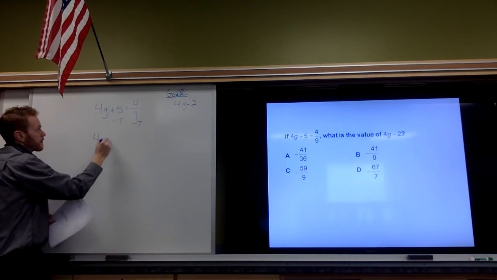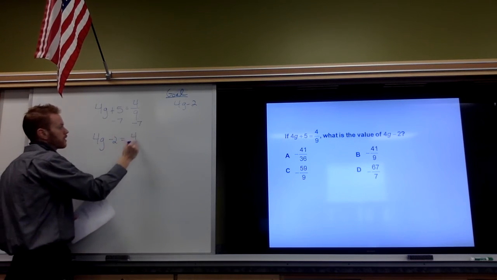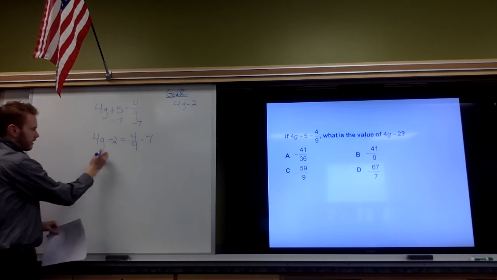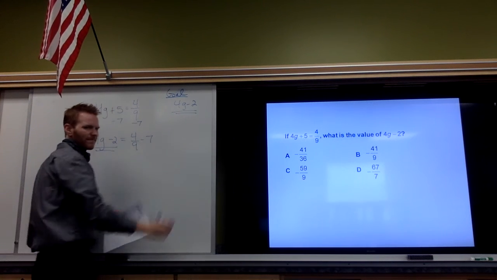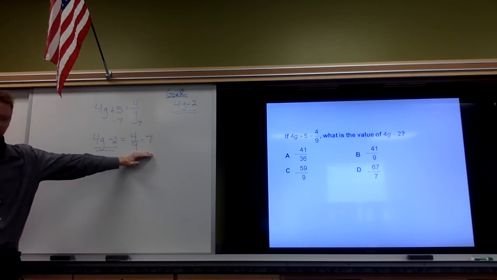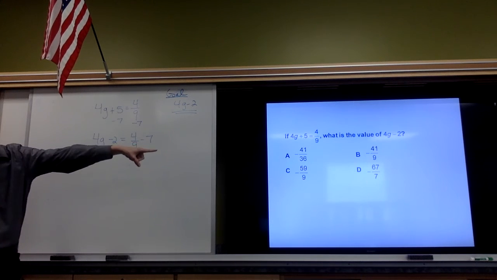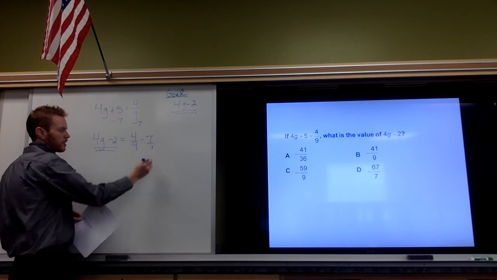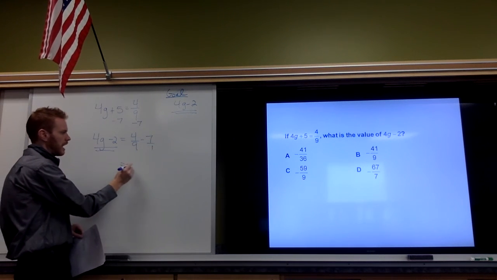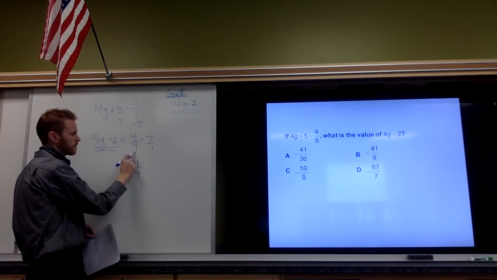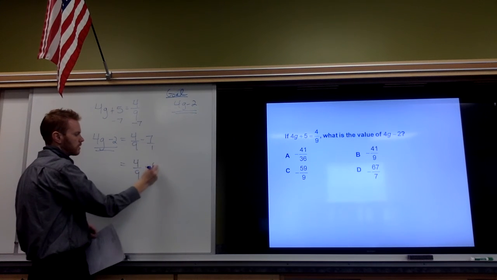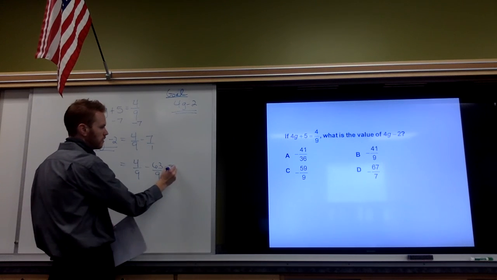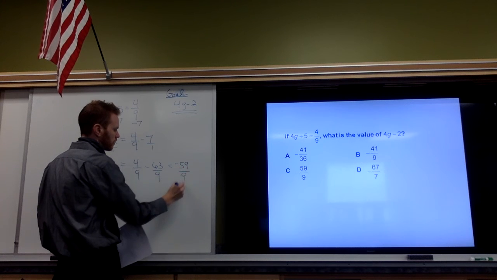So 4g minus 2 equals 4/9 minus 7. Hey, look, I got it. This looks like this now, right? So what's it equal to? This. But it's not one of the options. So what do I have to do? Well, find a common denominator, right? I think this one would be 9. So 4/9 we'll leave as is. Multiply 7 top and bottom by 9, so we get 63 over 9. Okay. 4 minus 63 would be -59 over 9.